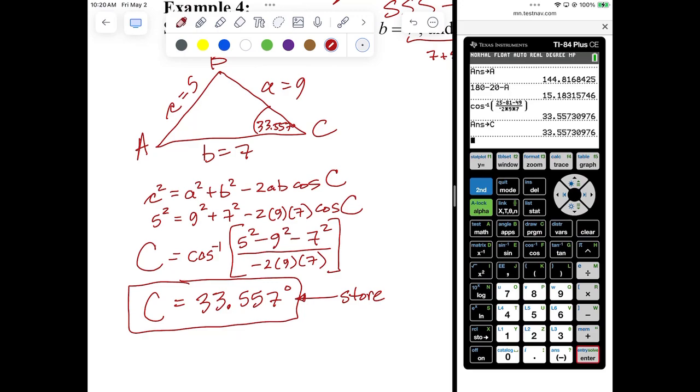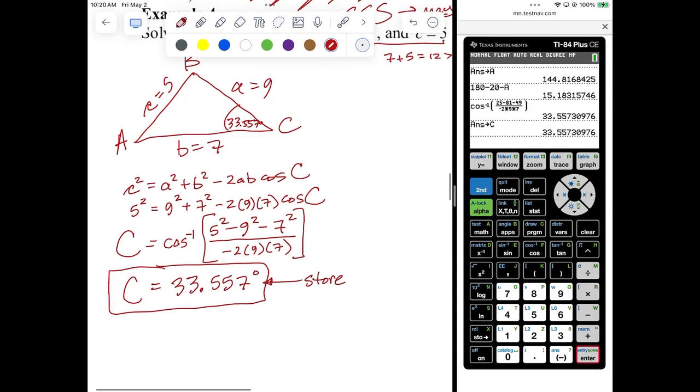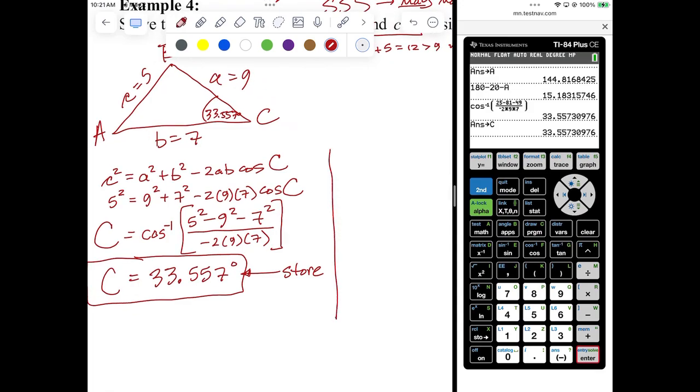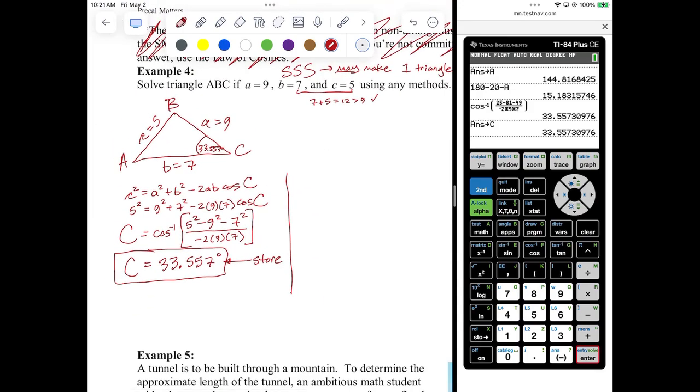All right, I need to find another angle, don't I? So A and B are both left. Which one do you want to use next? It doesn't matter. A, okay. So we're going to sing the same verse, or the second verse to the same song. If I'm going to find angle A, I'm going to do A squared equals B squared plus C squared minus 2BC cosine of angle A.